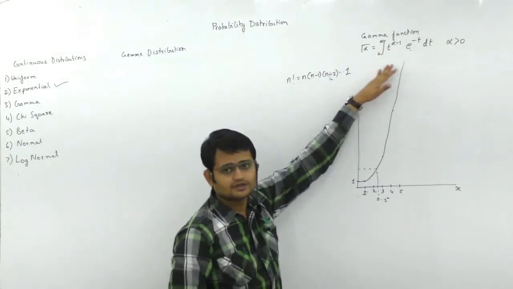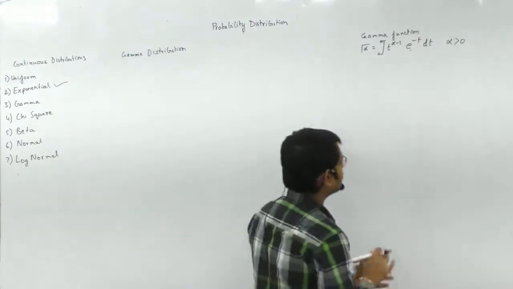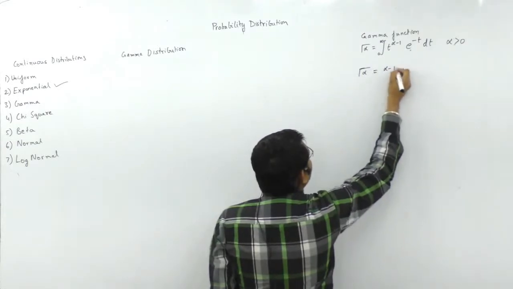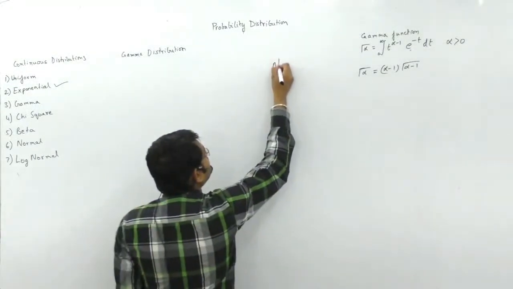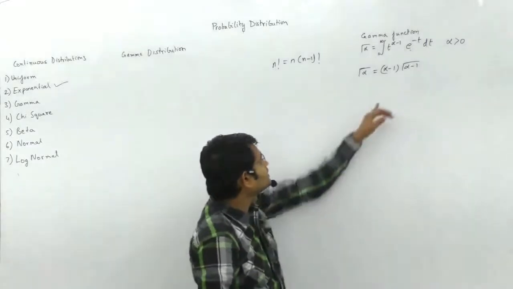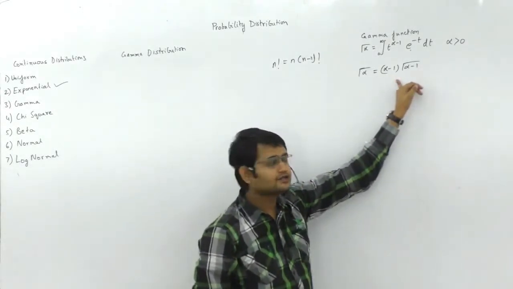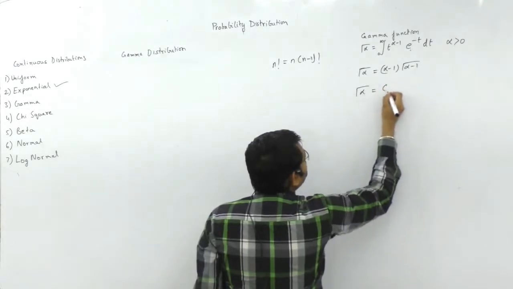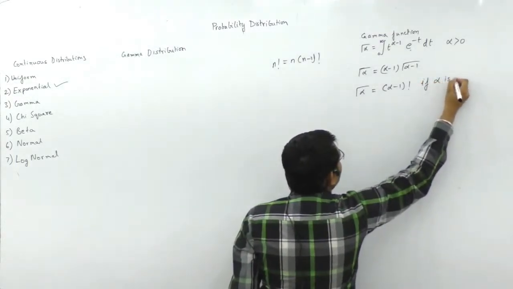Now this gamma function has some properties that are very similar to factorials. We are going to see that. First of all, gamma of a particular value alpha is nothing but alpha minus 1 into gamma of alpha minus 1. What is the property of factorial? N factorial is equal to n into n minus 1 factorial. So it is slightly different from factorial, but it uses a similar kind of property. It's not the same, so don't confuse them. And we have gamma of alpha equal to alpha minus 1 factorial if alpha is an integer.